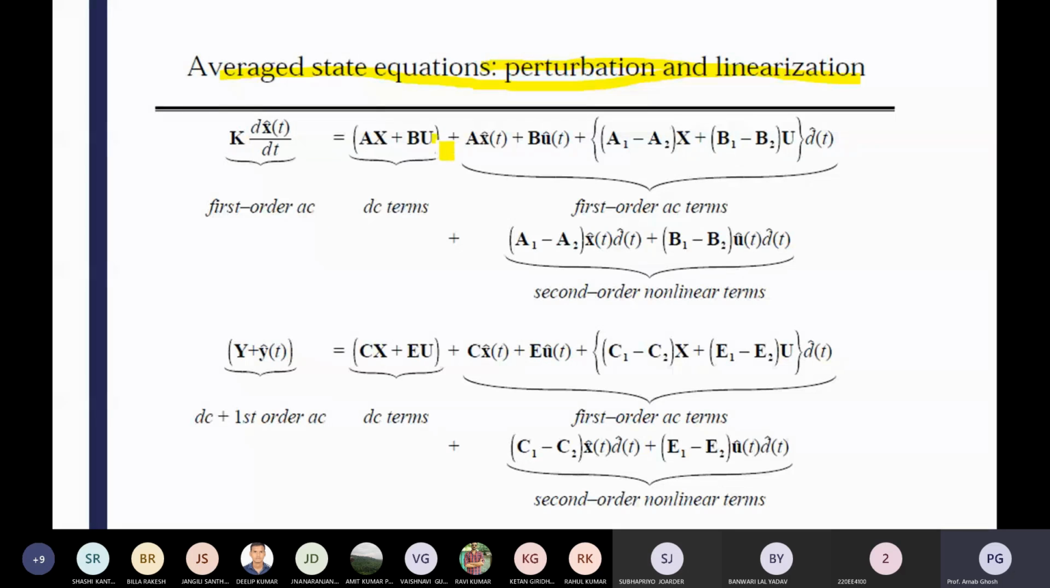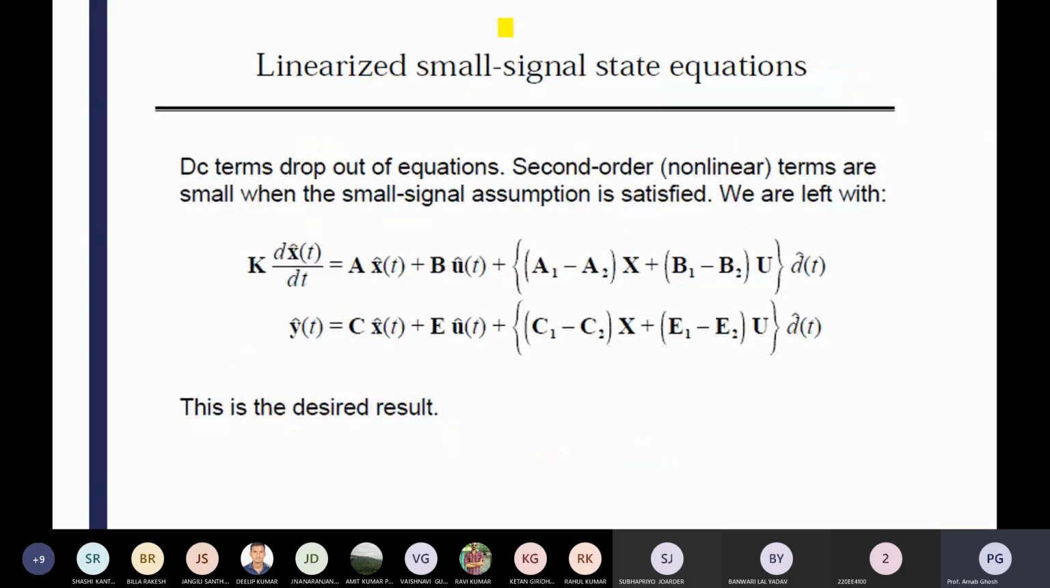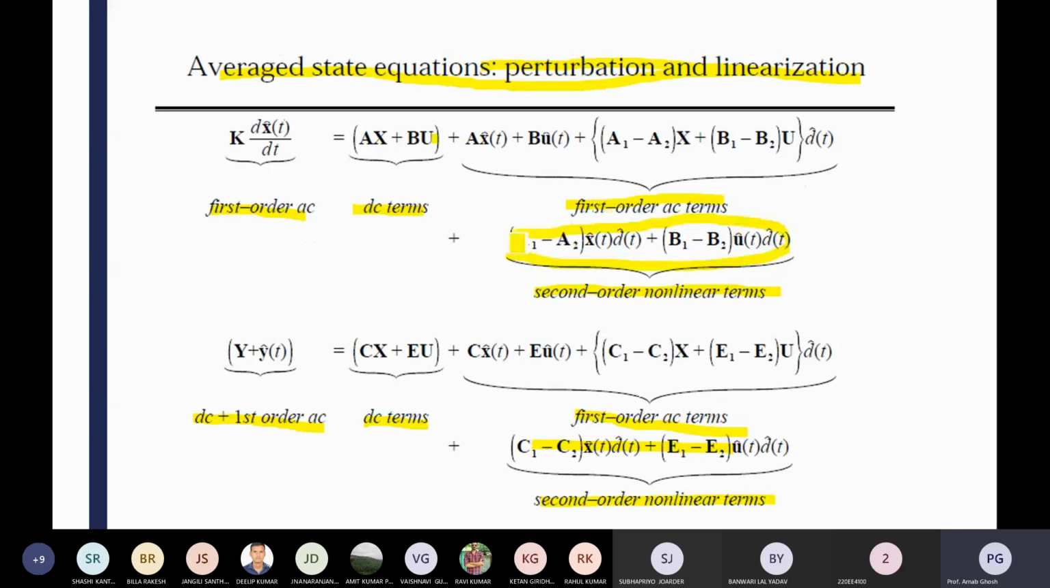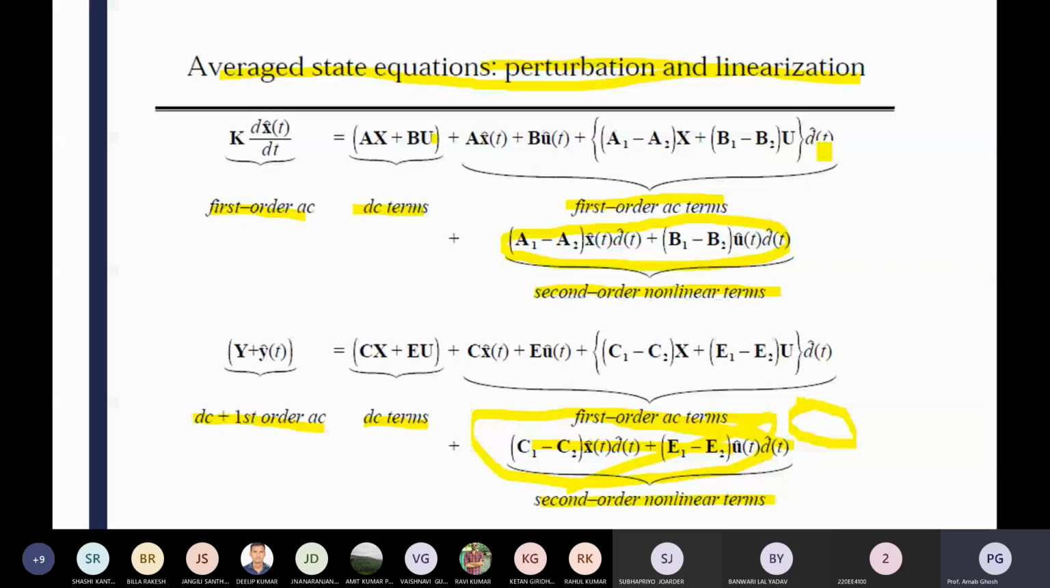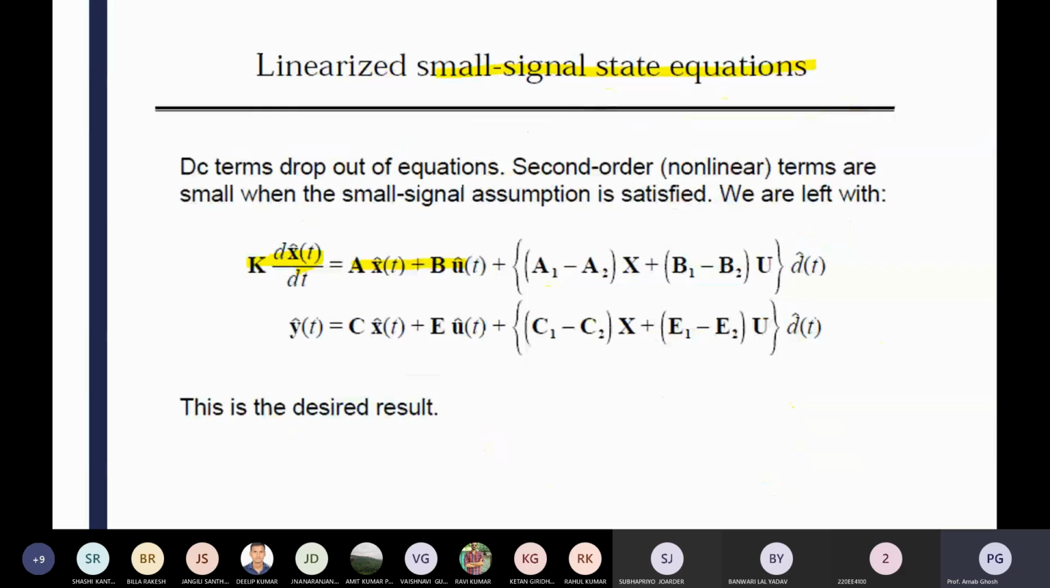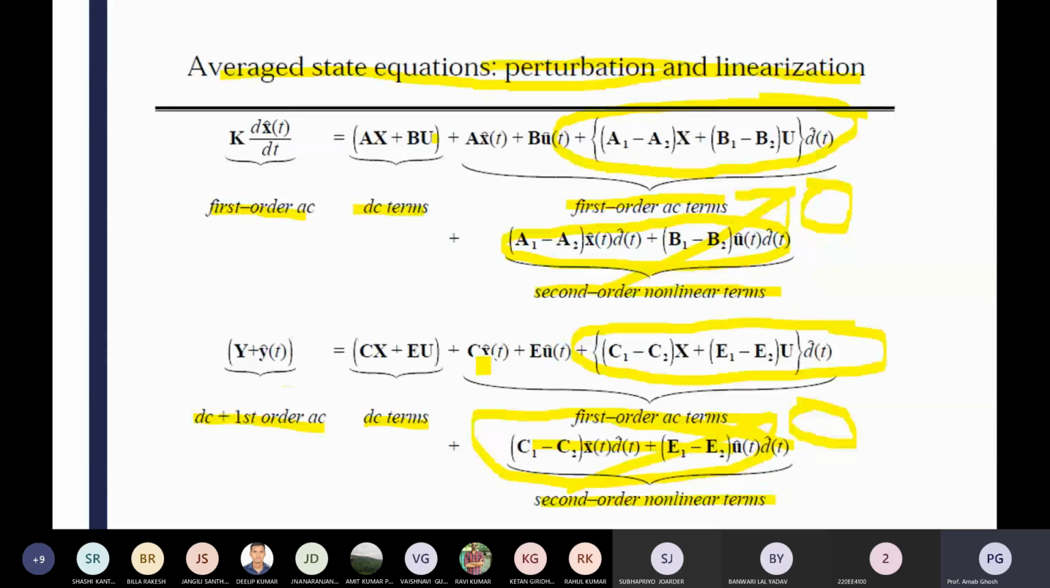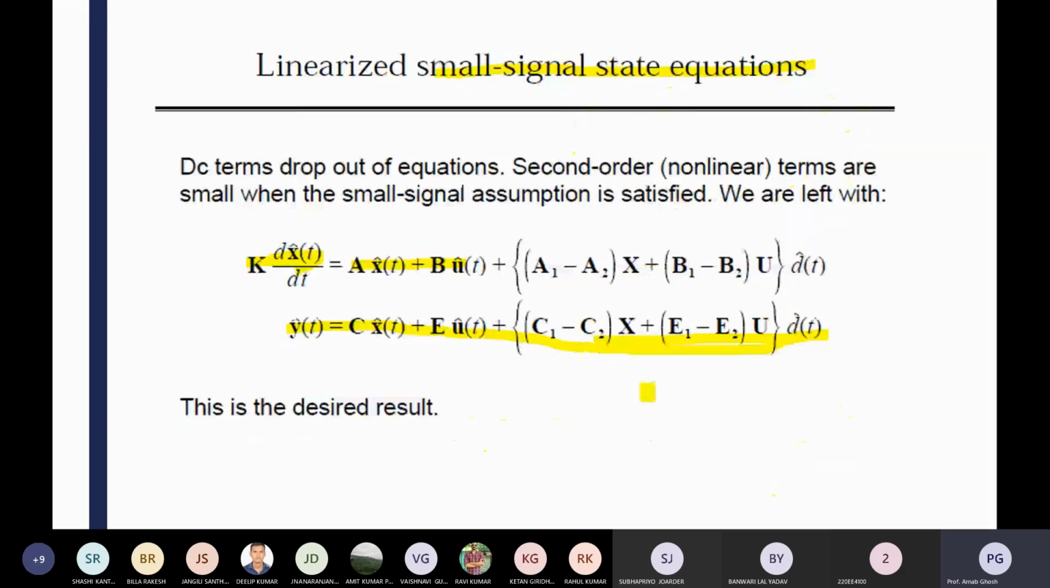Then you have the equations: the DC component, the first order AC component, then the same DC plus first order AC component and DC component. In the perturbation you have the second order nonlinear terms and the first order AC terms. Then the linearization of the small signal equations. So finally we get the equation dx/dt equals Ax plus Bu plus d times (A1 minus A2) and so on. The nonlinear portions will be 0, you make them 0. The rest of the portions remain. So from here you are getting the AC component y(t) equals this value plus this one. So where is it coming from?